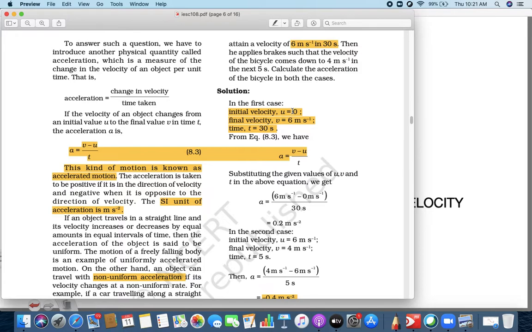Change in velocity can be that the speed increases or that the speed decreases. So change in velocity can be in both ways. Now, the kind of motion where your speed increases, we call an accelerated motion.